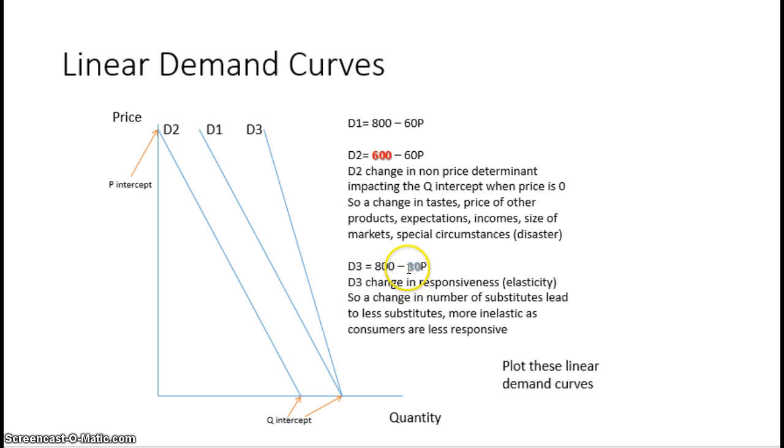So it's becoming less, in this case. So in this case it was 60, it's becoming less responsive. So it's becoming more inelastic, okay. So if that was changing from 60 to 90, it would be becoming more responsive. So it would become more elastic, okay. So move on to the next slide.